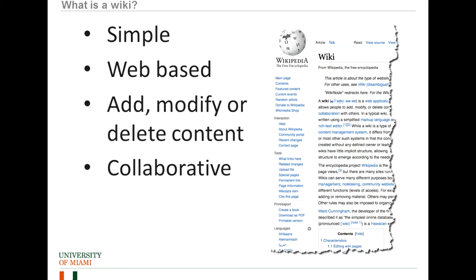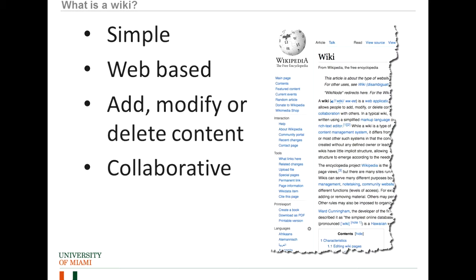either to create the wiki or to share the information. Users can add, modify, or delete content. And it's collaborative. Different people can work on it at different times. There's a record of what's been done, things like that. So those are the main guides to what is a wiki.